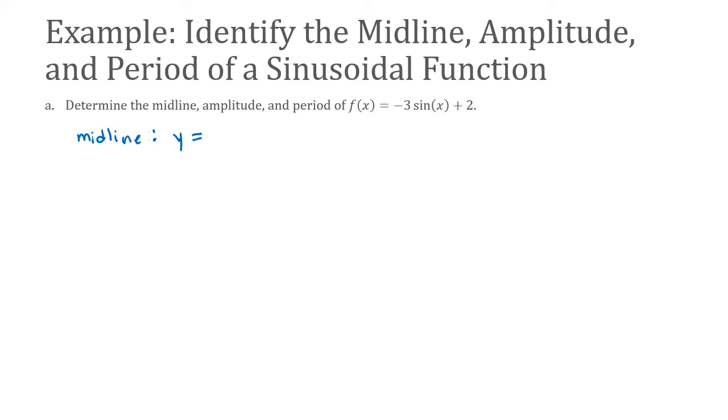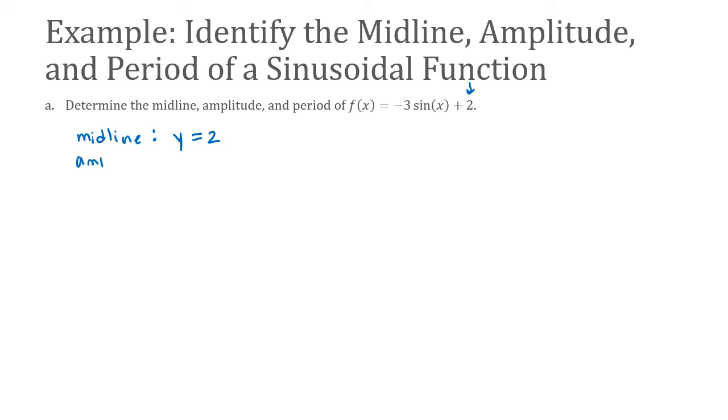Identify the midline, amplitude, and period of a sinusoidal function. The first one, determine the midline, amplitude, and period of f of x equals -3 times the sine of x plus 2. All right, so I'm going to start with the midline. The midline, I know I'm going to write that as y equals something, and that something is the number that's hooked onto the end. So in this case, that's a plus 2, so the midline is y equals 2.